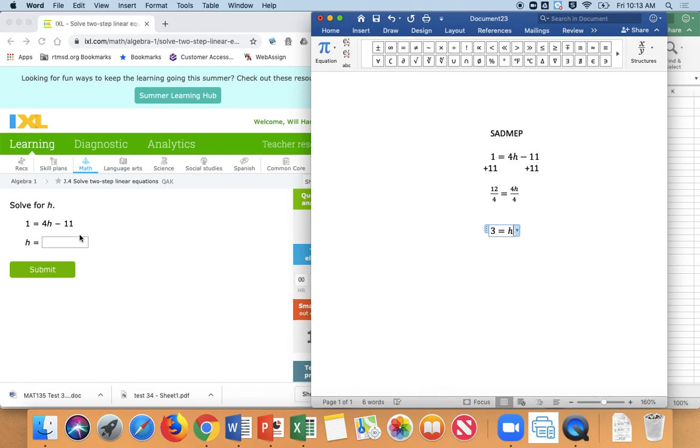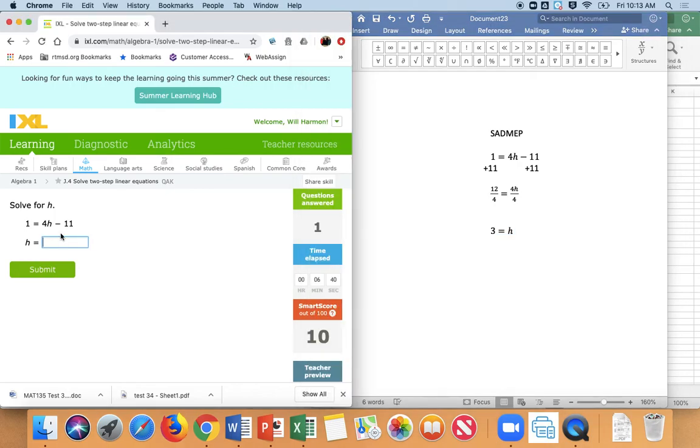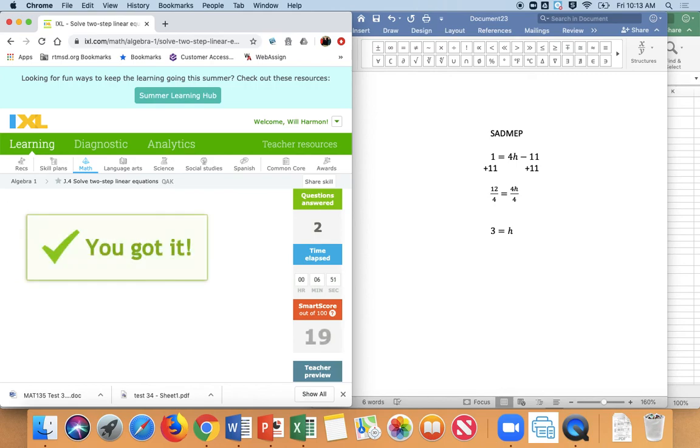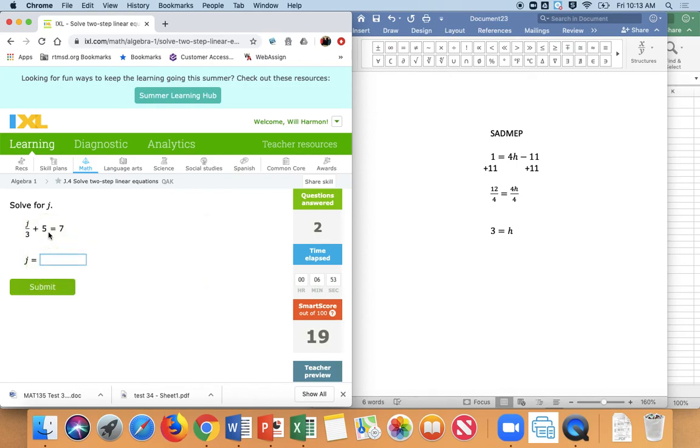So I have 3. Now I can type that in, and I can go ahead and check my work. Does 1 equal 4 times 3? Well, that's 12 minus 11. So 12 minus 11 is 1. So 1 equals 1. All right, and that's how you do it. That's how you guys solve two-step equations, the IXL probe J4.